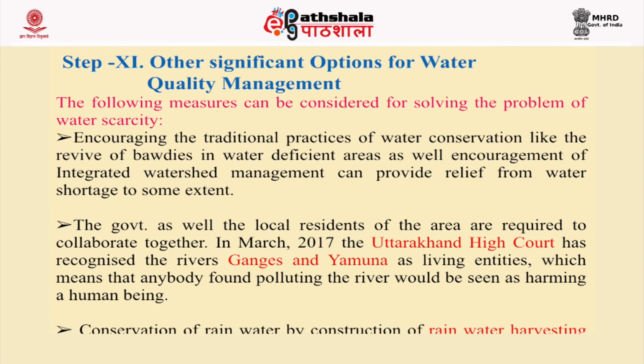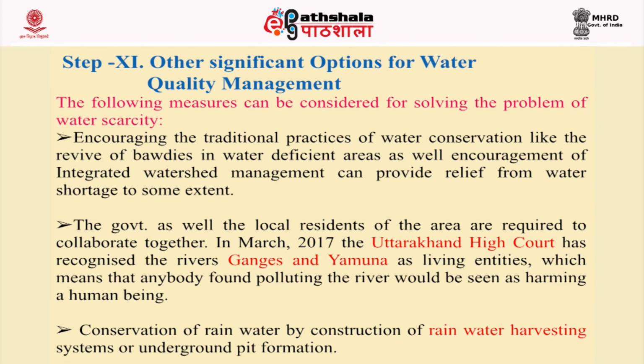In March 2017, the Uttarakhand High Court recognized the rivers Ganges and Yamuna as living entities, which means that anybody found polluting these rivers would be seen as harming a human being.